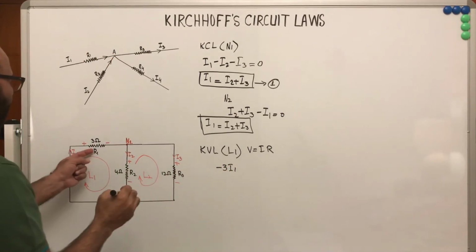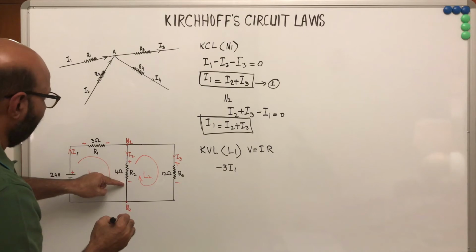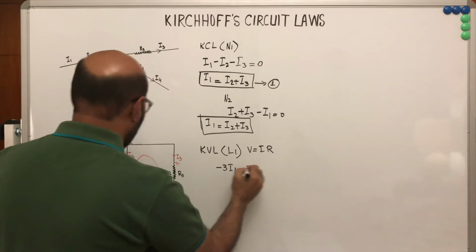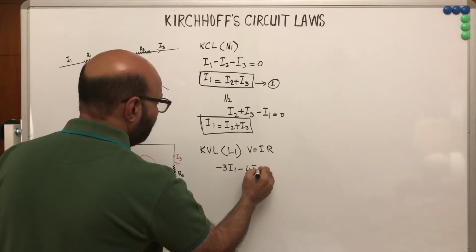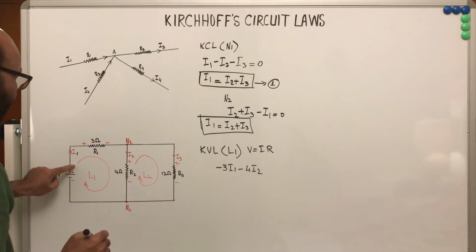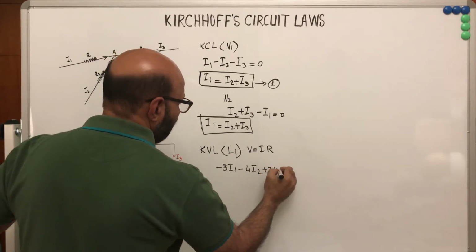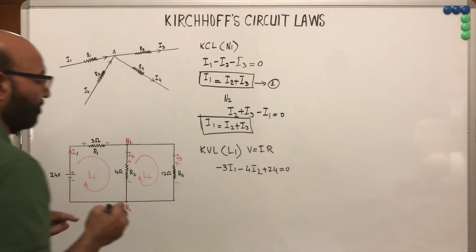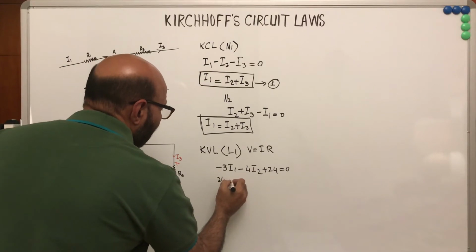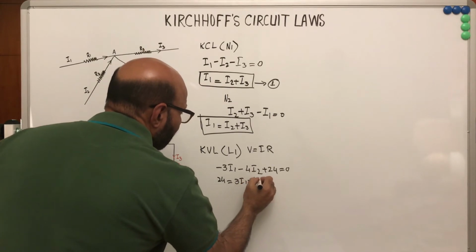So negative 3I1, and now the current is again moving from positive to negative, so this is again negative 4I2, and now this is moving from negative to positive, so it will be considered positive 24, equal to 0. Or we can rewrite this as 24 is equal to 3I1 plus 4I2.